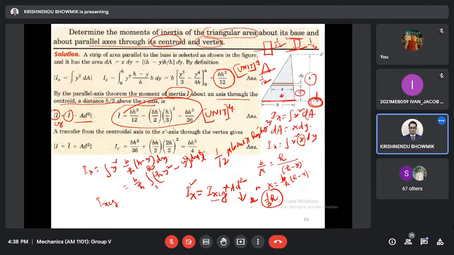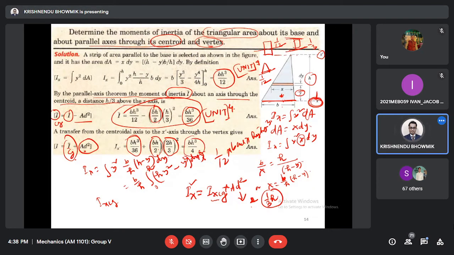Now it has been asked, what will be the value at the vertex? The vertex is this x prime. So for the vertex, I will be ICG plus A d square. ICG we have already calculated, b h cube by 36, plus A d square. A is the area, half of b multiplied by h. Here the distance is 2h by 3, that squared. Then you will get the value.